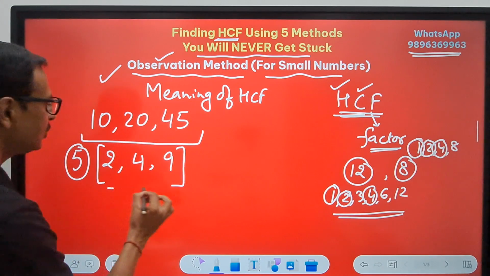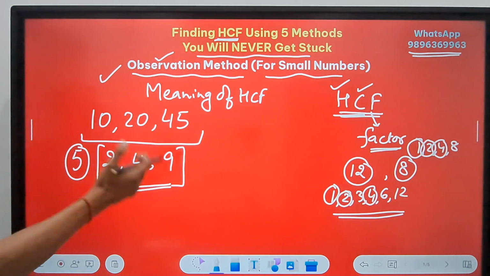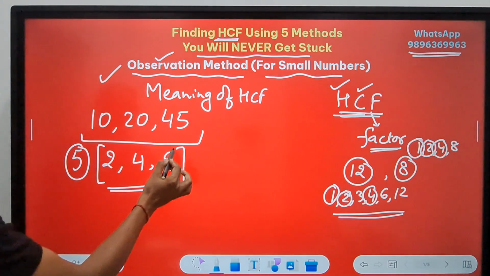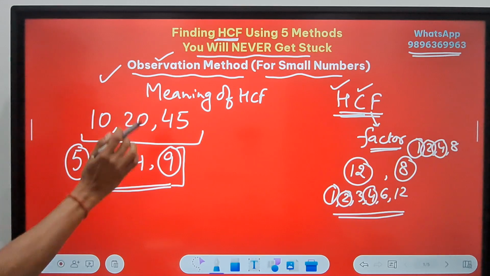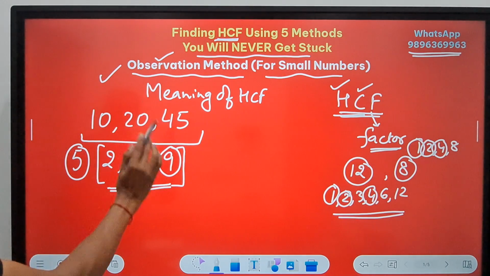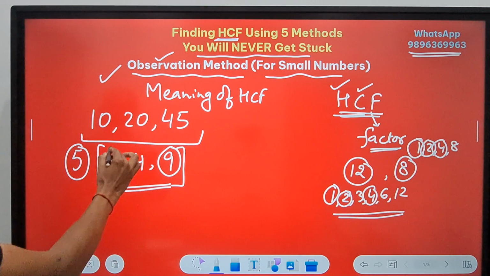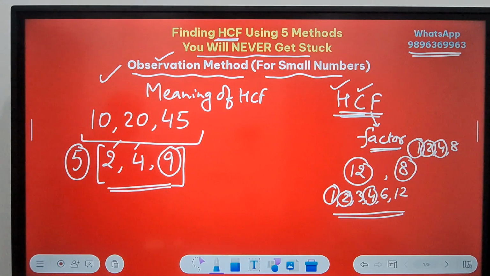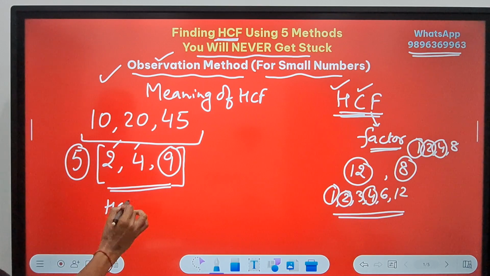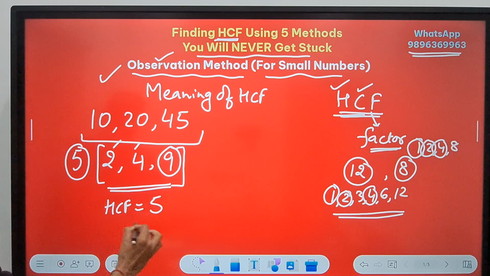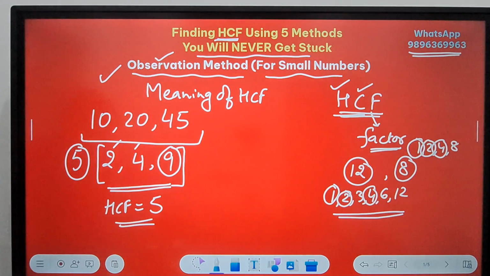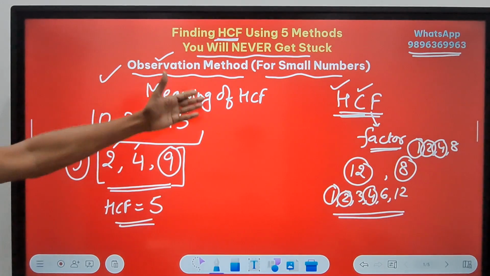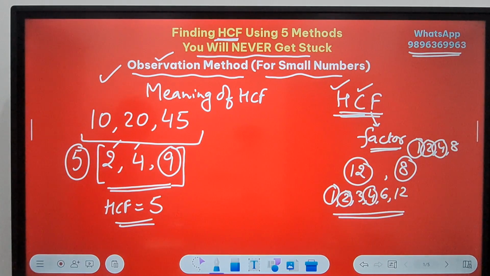Now you know that 2, 4 and 9 will not have any other common factor because 9 is 3 times 3. It is divisible by 1, 3 and 9 only, whereas 2 and 4 are not divisible by 3. So now they don't have a common factor and therefore the HCF of these numbers is 5. Pretty easy, right? That's what observation, the meaning of HCF, will help you here.